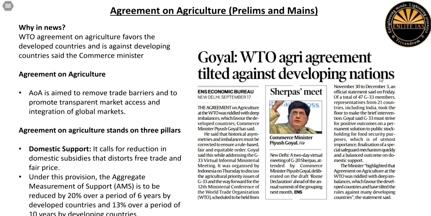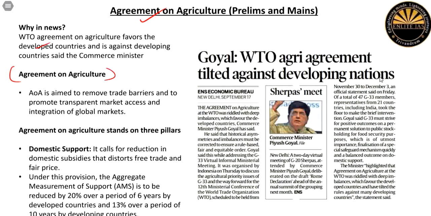Let's start our discussion with the first topic, Agreement on Agriculture. So recently, the Commerce Minister has said that the WTO Agreement on Agriculture favors the developed countries and is against developing countries. In this context, we must know about the Agreement on Agriculture.